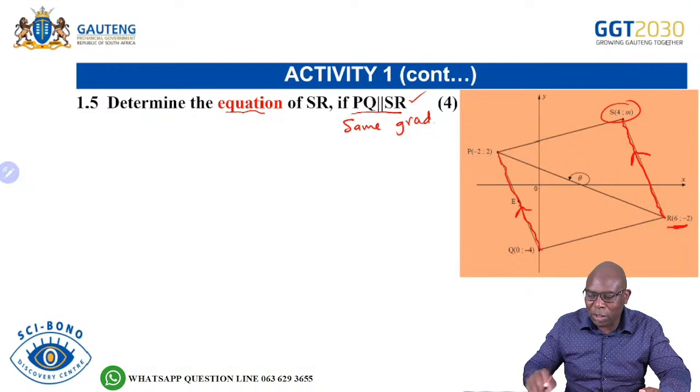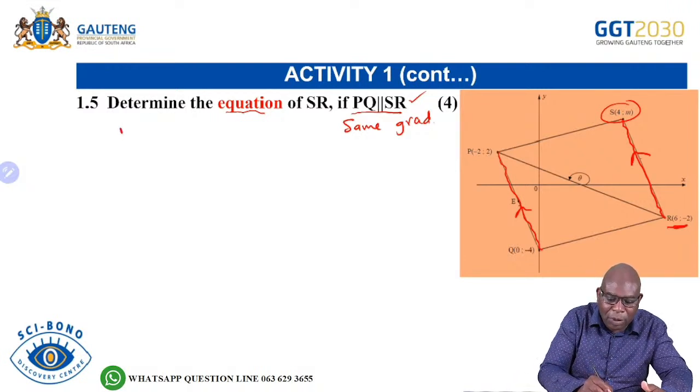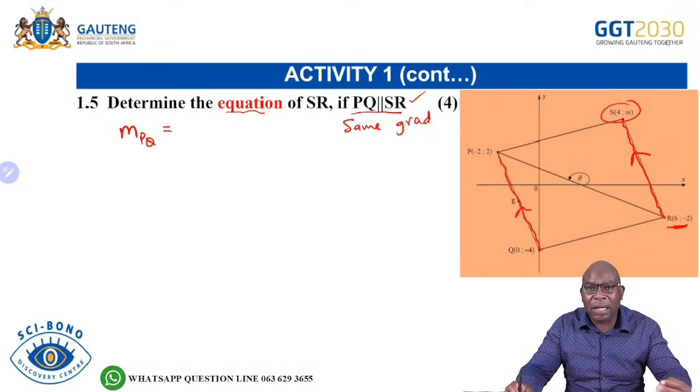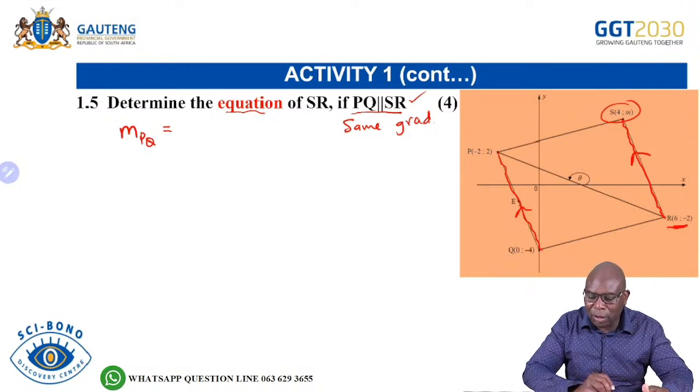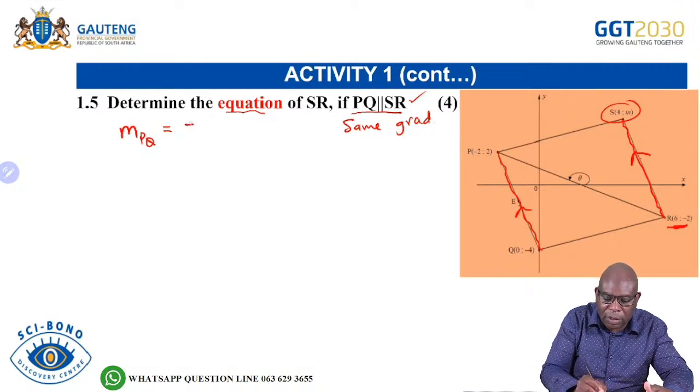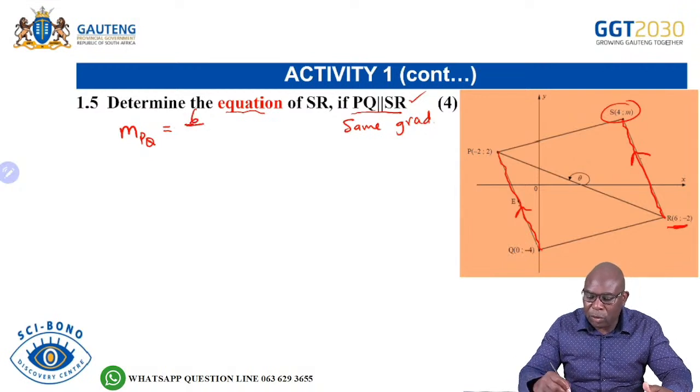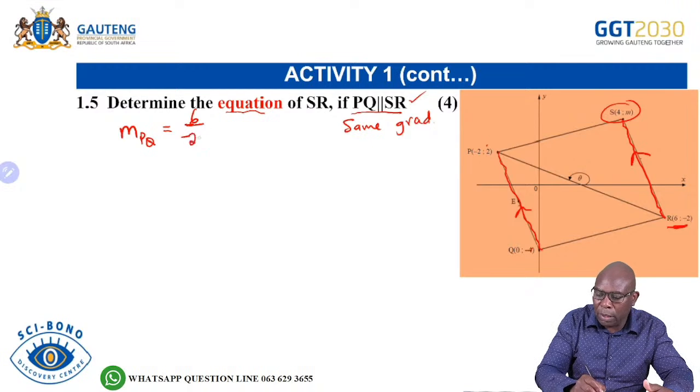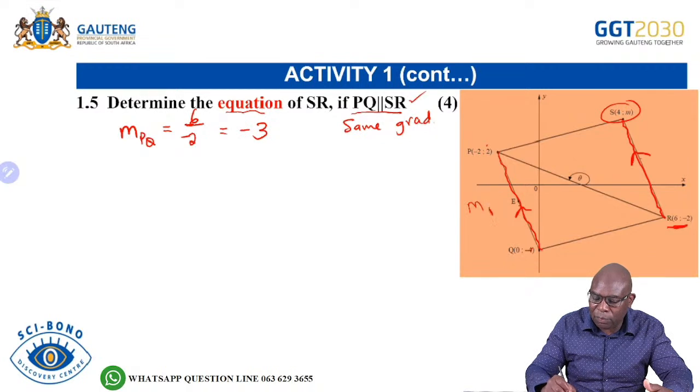Now, how do I get the equation of that line? First, I must get the gradient of PQ. So if I get the gradient of PQ, then it means that I know the gradient of SR. Then I can use the formula. So the gradient of PQ is going to be 2 minus 4, it's 6, and then minus 2 minus 0, it's minus 2. Then the gradient of that will be negative 3. So the gradient of this line here of PQ is negative 3.